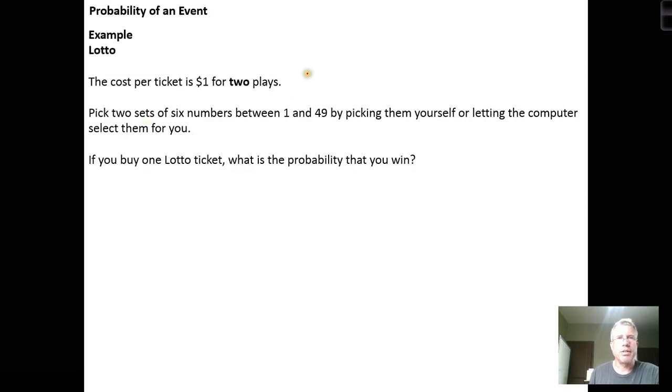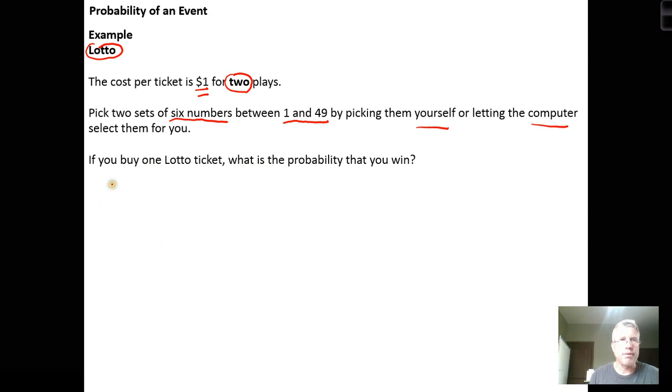Lottery tickets. So here's another example. So you buy a lottery ticket in the state of Washington. That lottery ticket that you pay $1 for gives you 2 plays because you get 2 rows of 6 numbers. You get 2 rows of 6 for your $1. And the way that it works is they randomly select numbers between 1 and 49 inclusive. So 1 and 49 are possibilities. And you can either pick them yourself or you let the computer pick them for you if you're lazy like me. So if you buy a lotto ticket, the question is, what is the probability that you win?